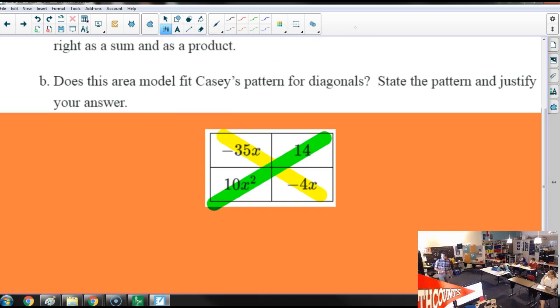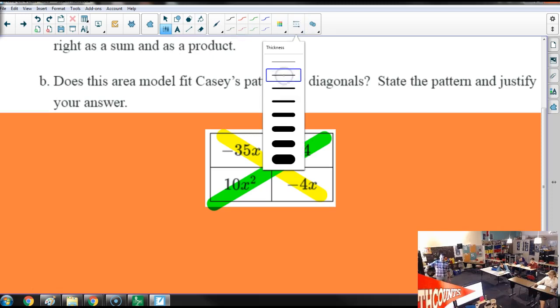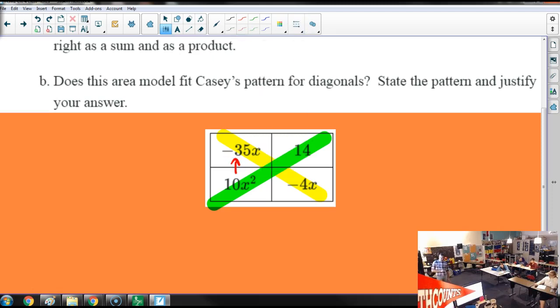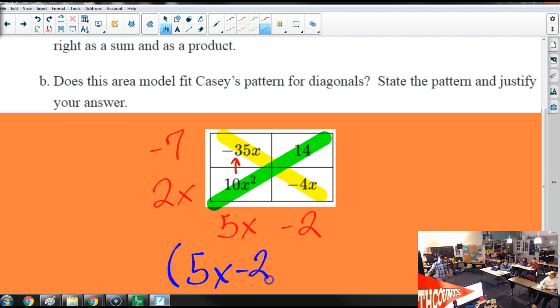10x squared. Okay, well, when I look up this way, what's a factor that 10x and 35x could share? 7 is not a factor of 10, but 5x could work. And if that's 5x, what does this have to be? 2x. If that's 2x, what does this have to be? -2. And if that's -2, what does this have to be? -7. And does it work? Yes. So our binomials here are 5x minus 2 and 2x minus 7.